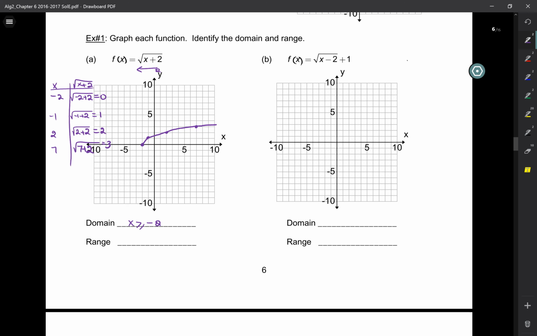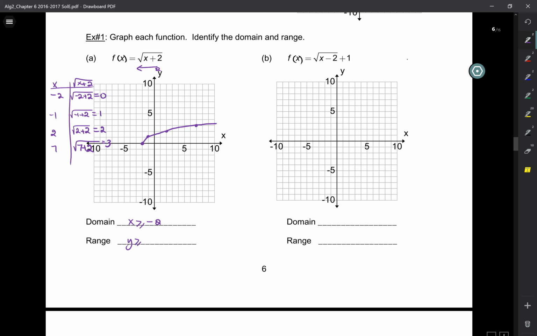Well, what about the range? The first time, y is 0 and it goes up. So y is greater than or equal to 0. I'm scanning the y-axis for the range. The first time I hit a graph is here, 0. And as I increase up, I'm going to have graphs the whole time because this is gradually going up. So it starts at 0 and goes up. So it's all the y values that are greater than or equal to 0.